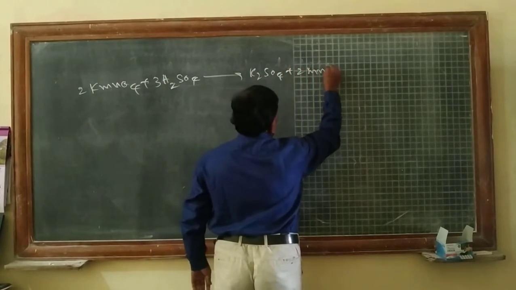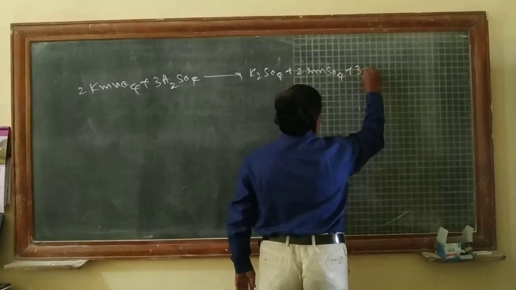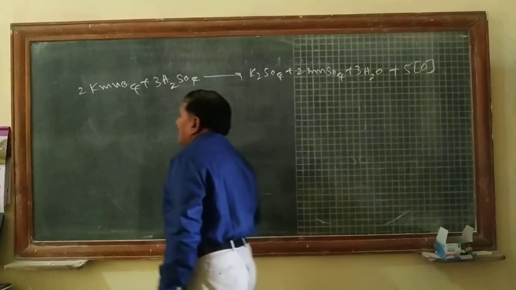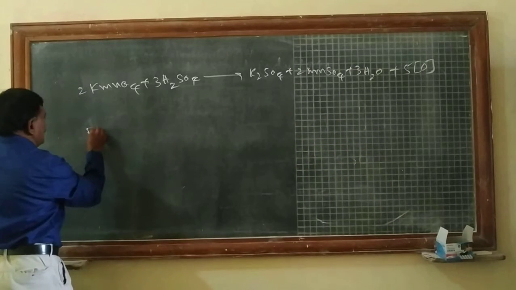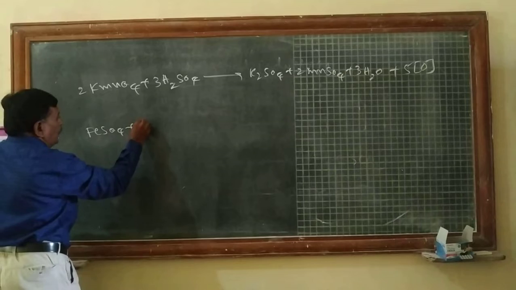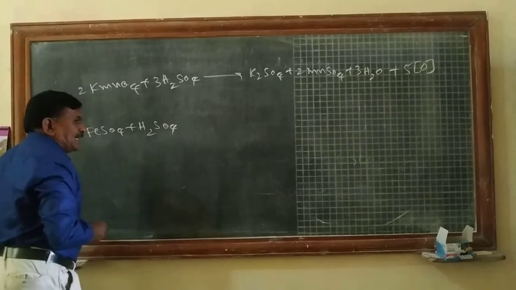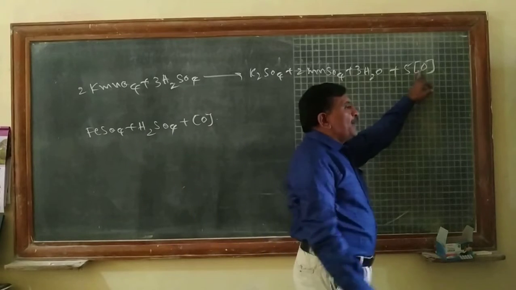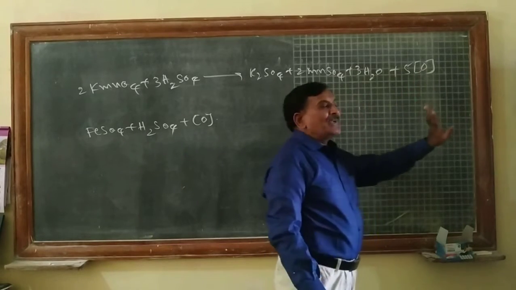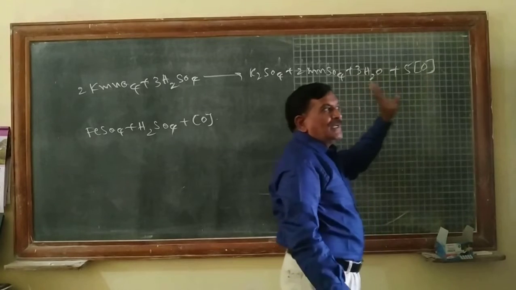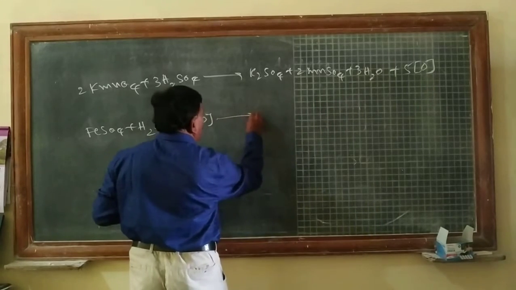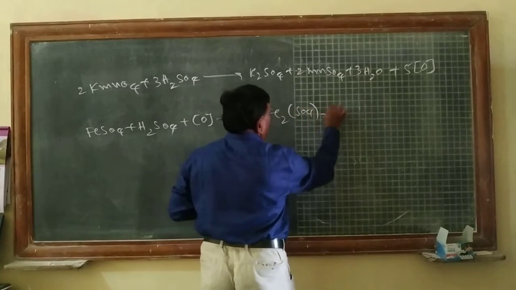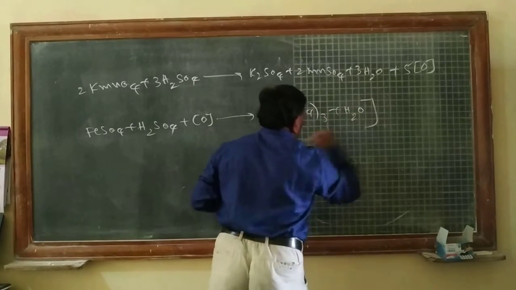plus 2MnSO4 plus 3H2O plus 5 nascent oxygen atoms. The second reaction is FeSO4 reacting with sulfuric acid, and it gains from the potassium permanganate, which loses the 5 nascent oxygen atoms. These nascent oxygen atoms are consumed by the ferrous sulfate to form Fe2(SO4)3 plus H2O liberated.